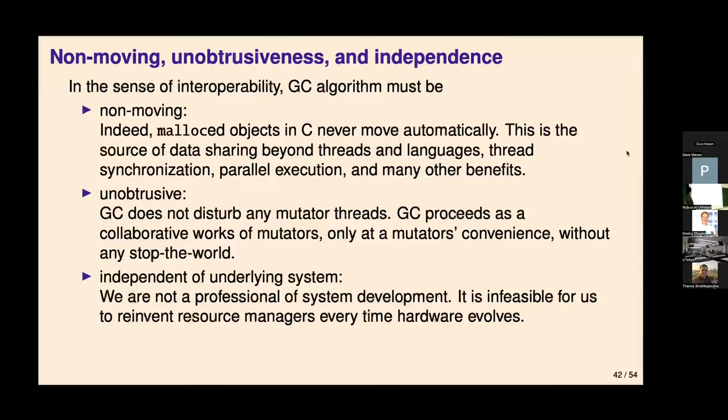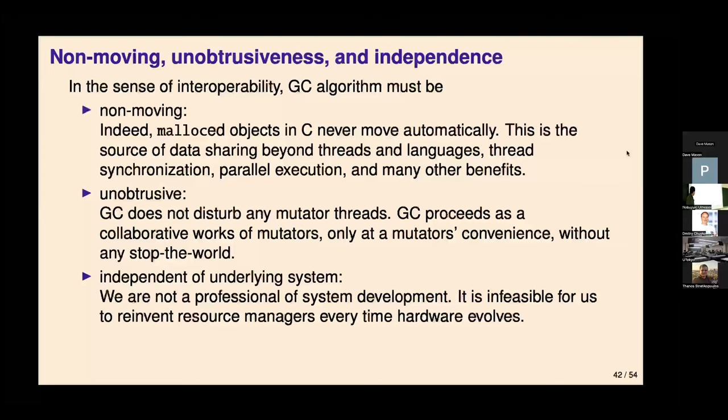The second one is unobtrusive. This does not disturb any mutator threads, so it does not stop the world. This must proceed only after mutator consensus and other collaborative work for the mutator. With stop the world, parallel execution is stopped, some kind of sequentiality is introduced, and the degree of progress is reduced.